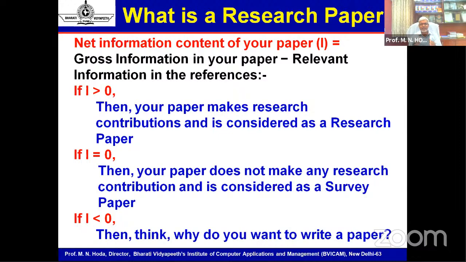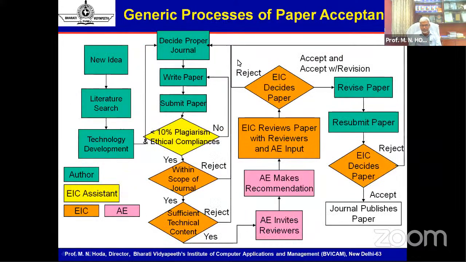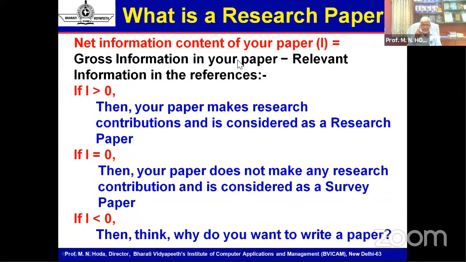So net information content is written in red. The net information content of your paper, that is I, is equal to the gross information content in your paper minus the relevant information in the references. Means gross information minus relevant information in the references will become the net information content, which is assumed as I.